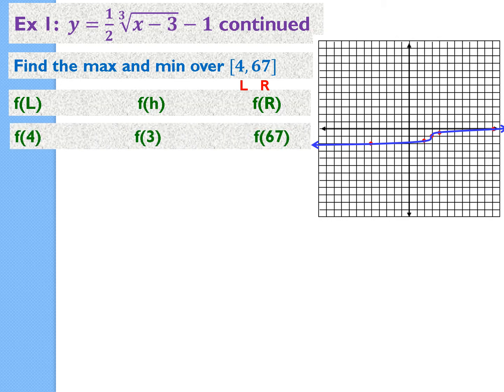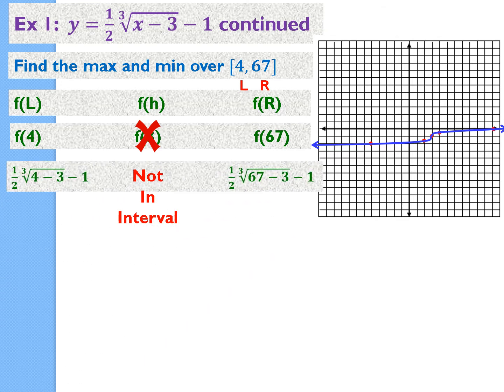So I look and I say, is 3 in between 4 and 67? The answer to that question is no. It is not in between 4 and 67, so we don't have to figure it out. We just have to focus on 4 and 67. So I plug 4 into the function, and I plug 67 into the function.